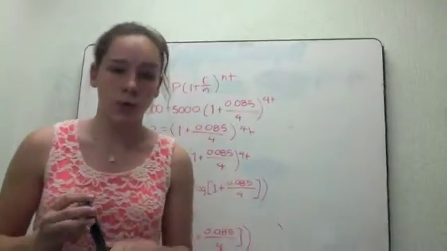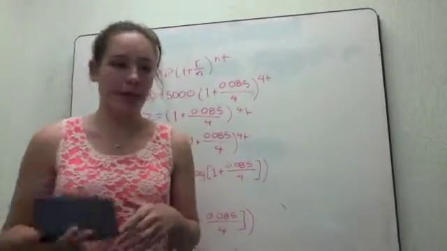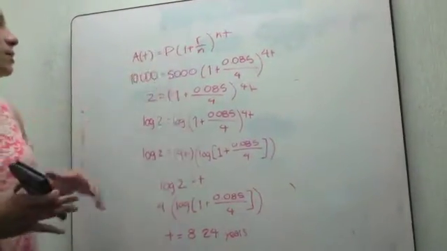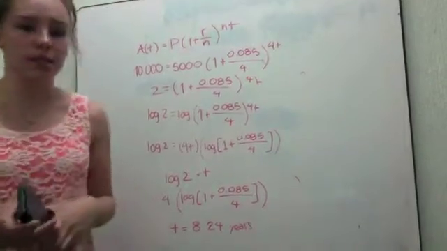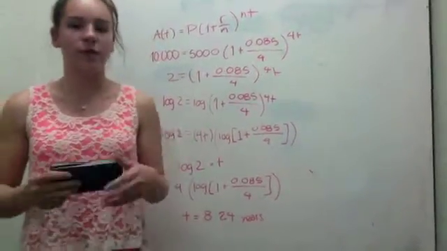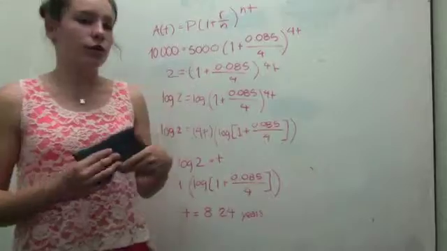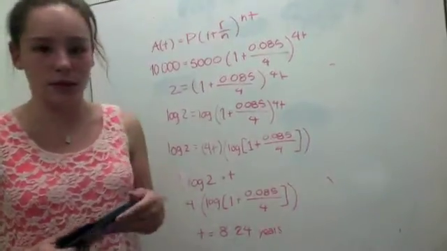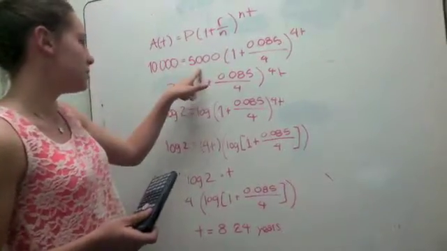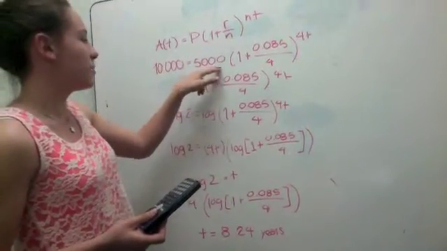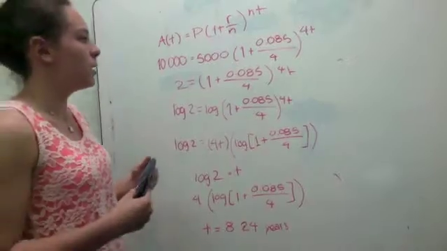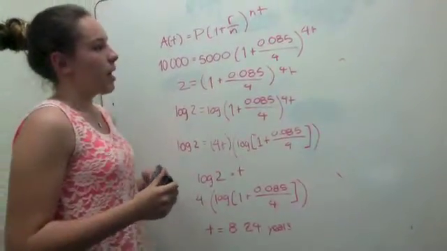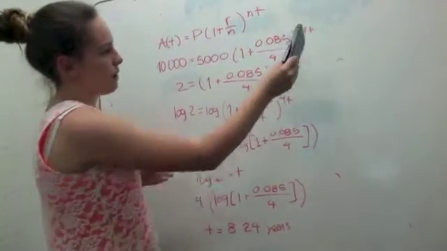So, the second question is, how long will it take for the investment to double when compounded quarterly? To solve this question, we need to use the same formula. A(t) is equal to P times (1 plus r over n) to the nt power. We need to know the time for the investment to double. So we need to substitute the values: 10,000 because it's the double of the investment, 5,000 because it's the initial amount, times (1 plus 0.085 over 4) to the 4t.